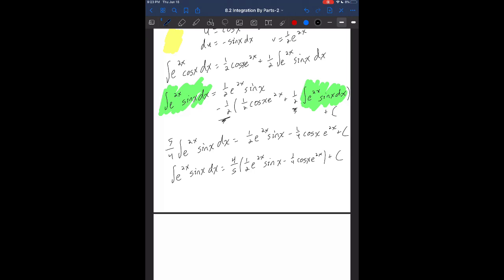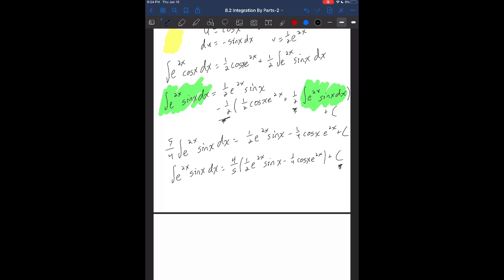Just as a side note, we can pull out this plus c right here because this c just signifies that we can add some constant on at the end. And so if we multiply 4/5 by a constant, it's still just going to be some constant. So it's okay to just have the plus c sitting out at the end. Okay. And this is our final answer. So we have that the integral of e to the 2x sine of x is all of this right here.